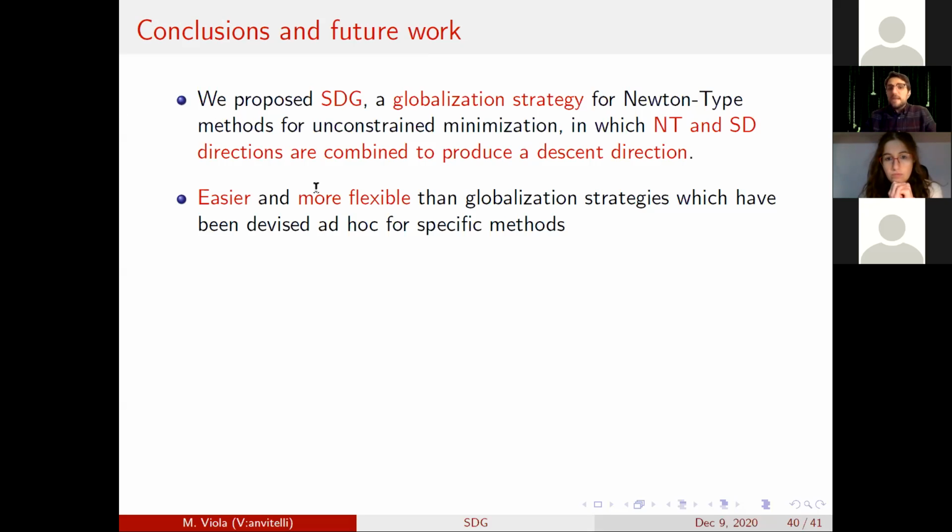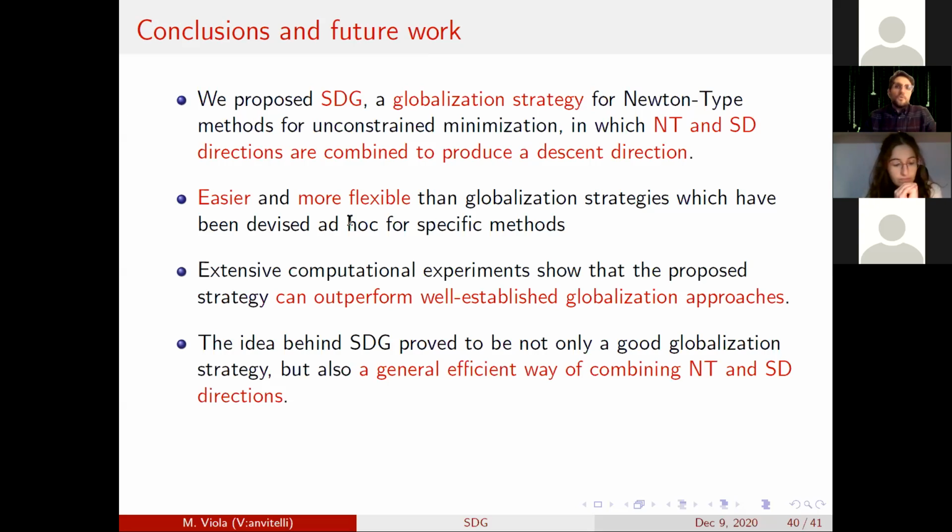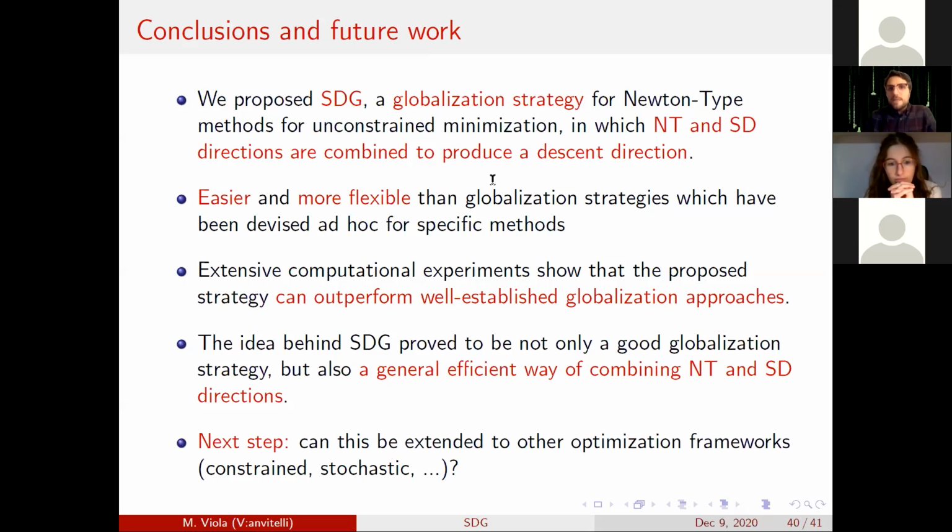So it's far more flexible, and we showed with extensive computational experiments that we can outperform or in general be very competitive with state-of-the-art globalization strategies devised ad hoc for Newton and BFGS method, but also that this is not just a globalization strategy, it can also be considered as a smart way of combining first order methods and second order methods.